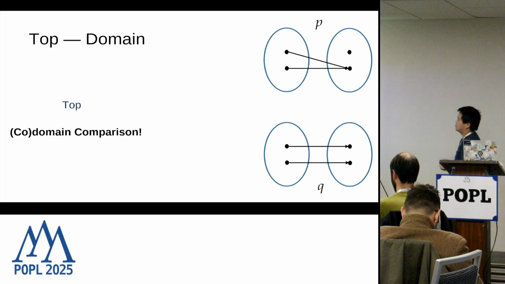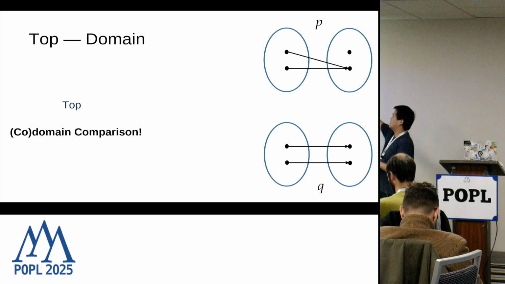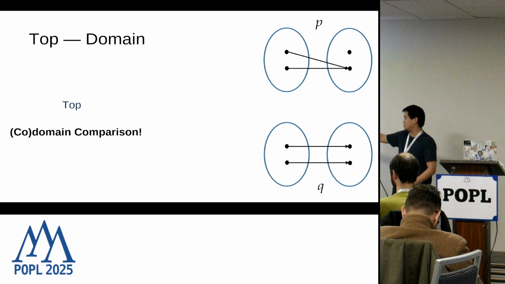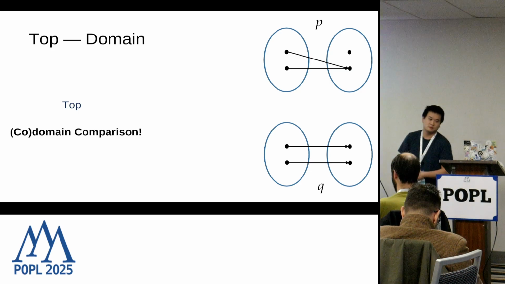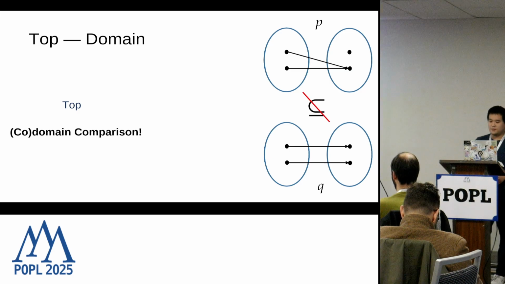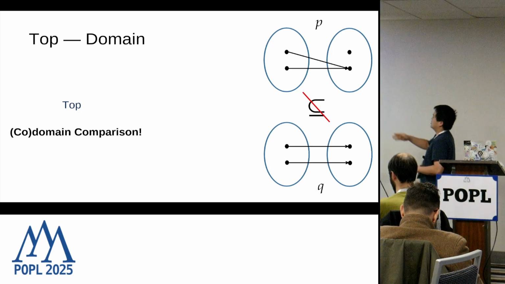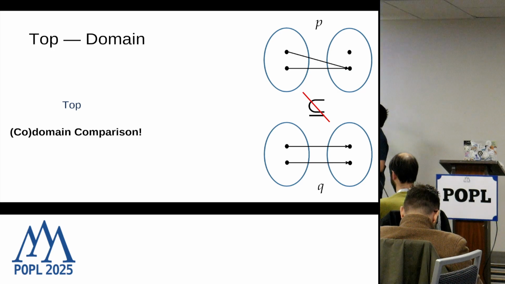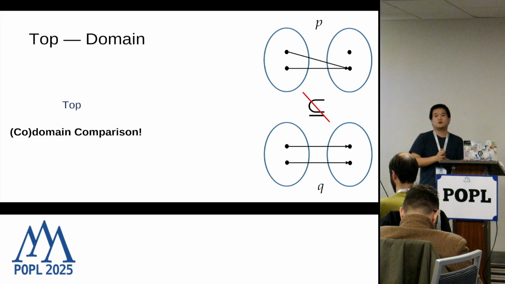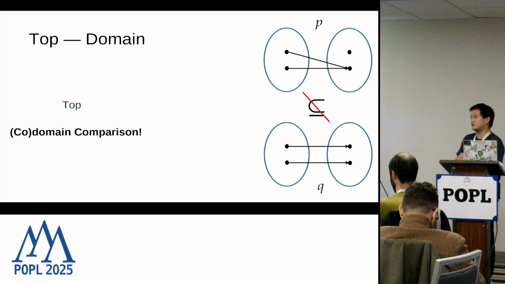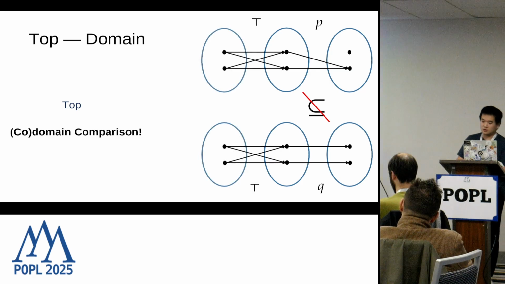Here are 2 simple programs, right? You only have 2 memories. Program P sends both memories into memory 2, and program Q doesn't change the input memory. We cannot directly compare them, even though program P has a smaller codomain than program Q. We need something to help us extract the codomain. And this is where top comes in.